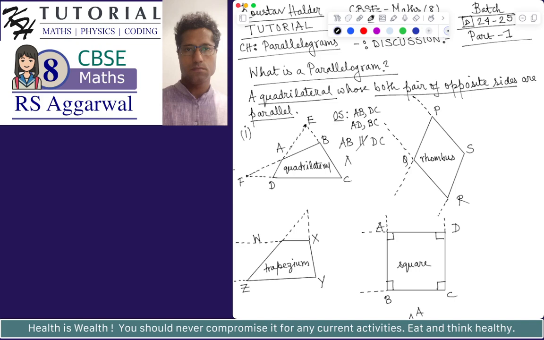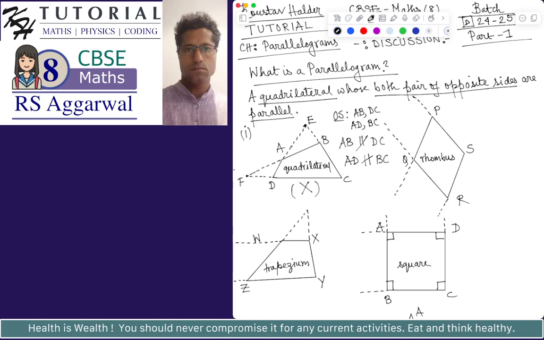So clearly AD is also not parallel to BC, because if two straight lines intersect at a point, they are not parallel. Two parallel straight lines never intersect at a point. So clearly we can see that in this quadrilateral number 1, none of the pair of opposite sides are parallel. So this is not a parallelogram. By cross marks, by X, I am saying this is not a parallelogram.